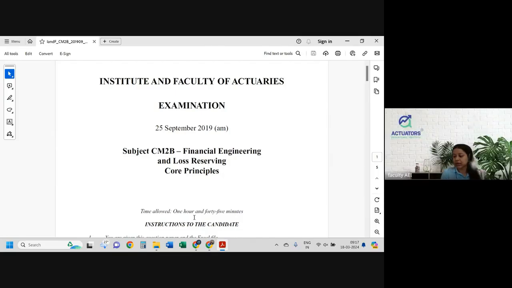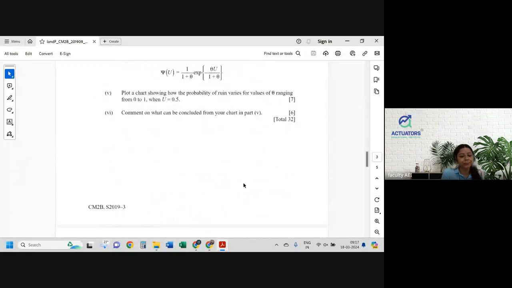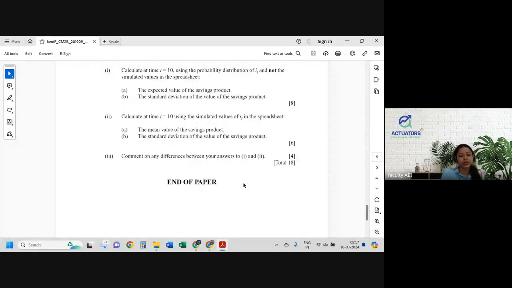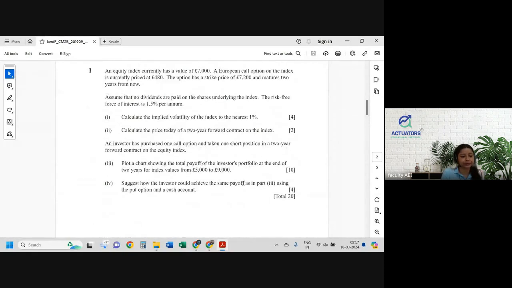Okay, so we'll be doing again two questions today. I think there are four questions in this paper, so two questions today and two questions tomorrow. Let's start with the very first question.